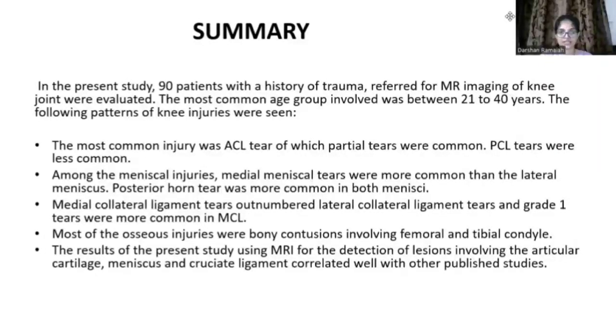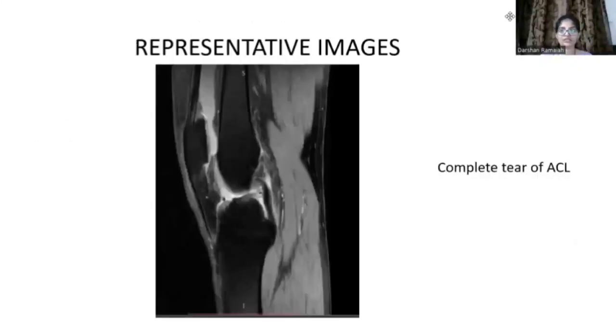The results of the present study using MRI for the detection of lesions, including articular cartilage lesions, meniscal injuries, and cruciate ligaments, correlated well with the published studies. So these were representative images of my study.